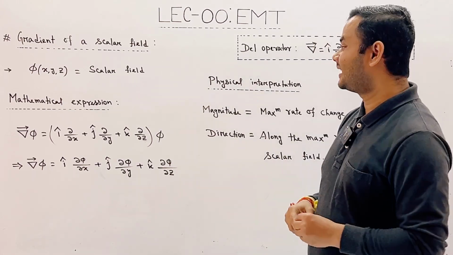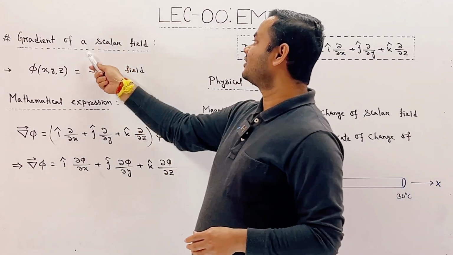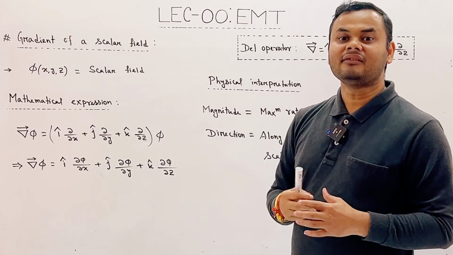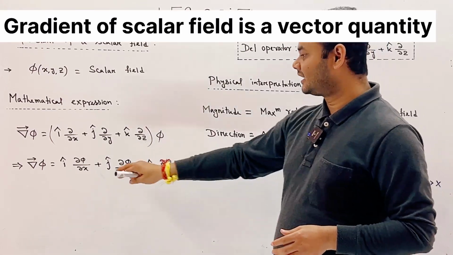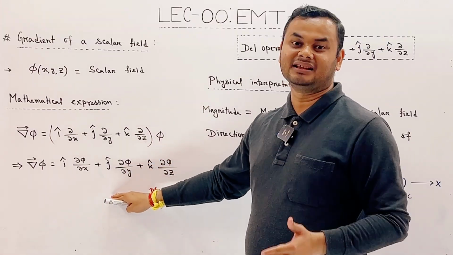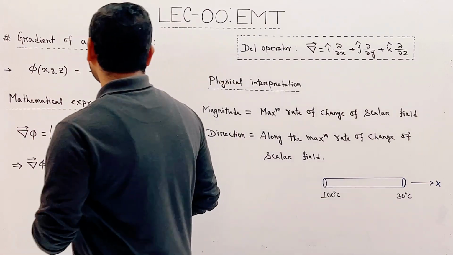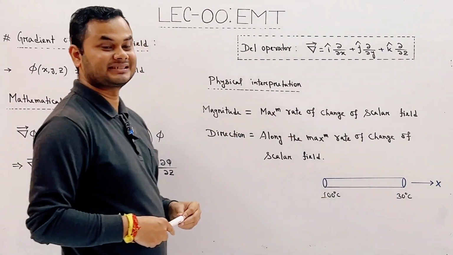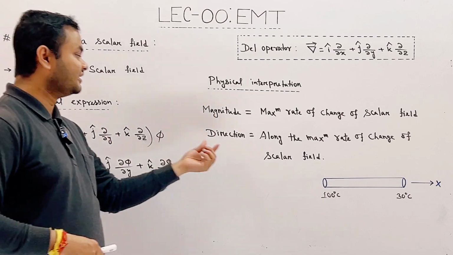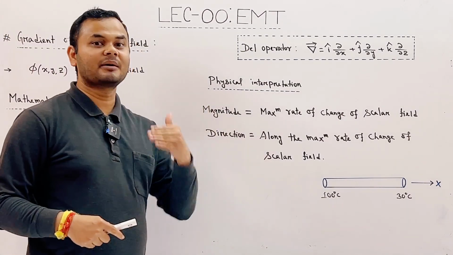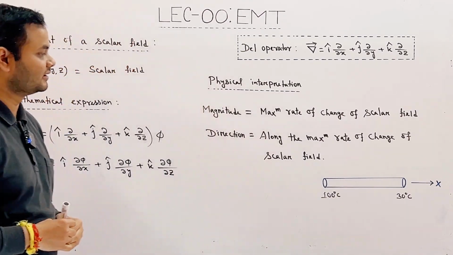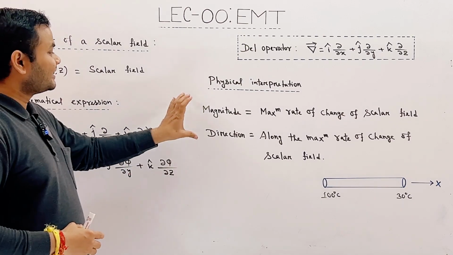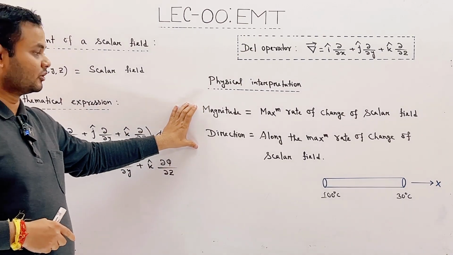From this mathematical expression, we have seen that gradient of scalar field is a vector quantity. That means it will have magnitude as well as direction. The magnitude of gradient tells about the maximum rate of change of scalar field, and its direction is along the maximum rate of change of scalar field. Now, let us understand this point through one example.